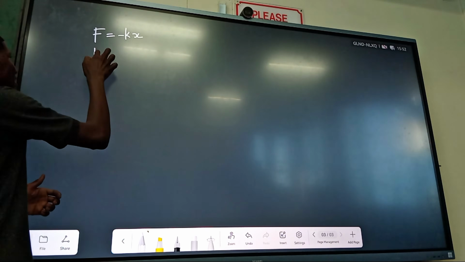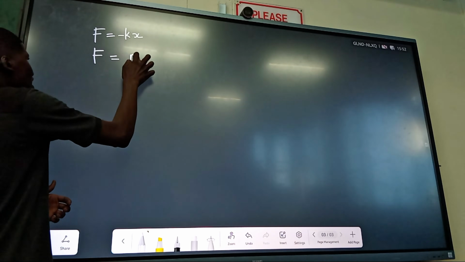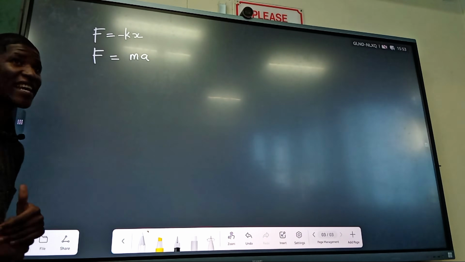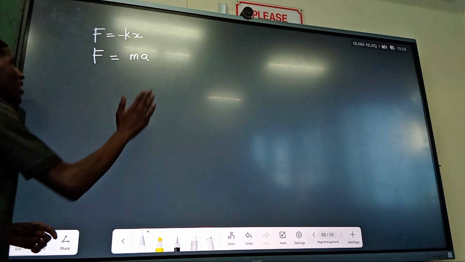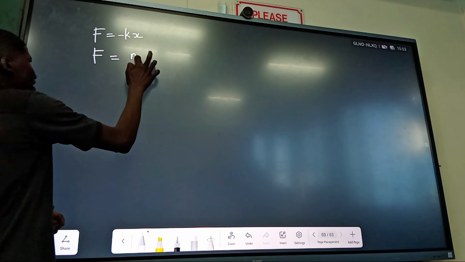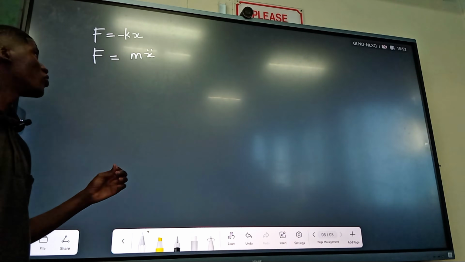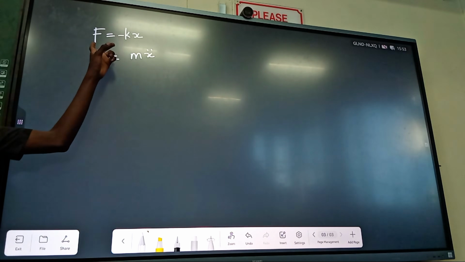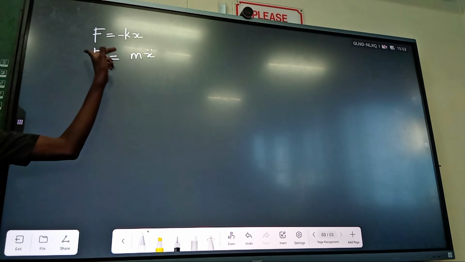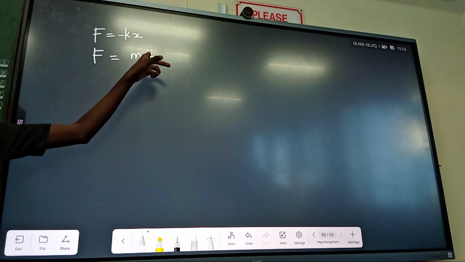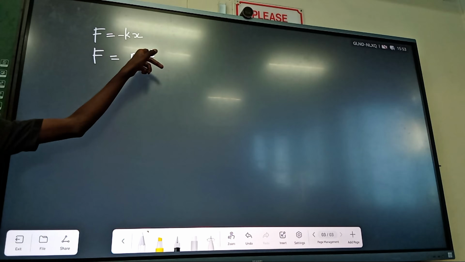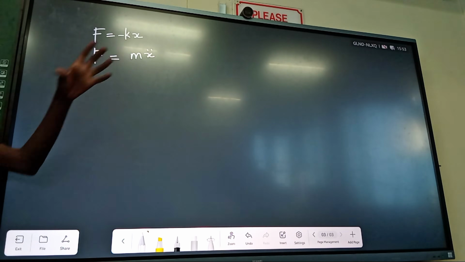So we can say that the force is also equal to the mass times the acceleration. But because we are doing a differential equation, I will write it as m times x double dot. We are using Newton's notation. So F is equal to negative kx, F is also equal to m x double dot. Here x double dot is just representing the acceleration of the object.